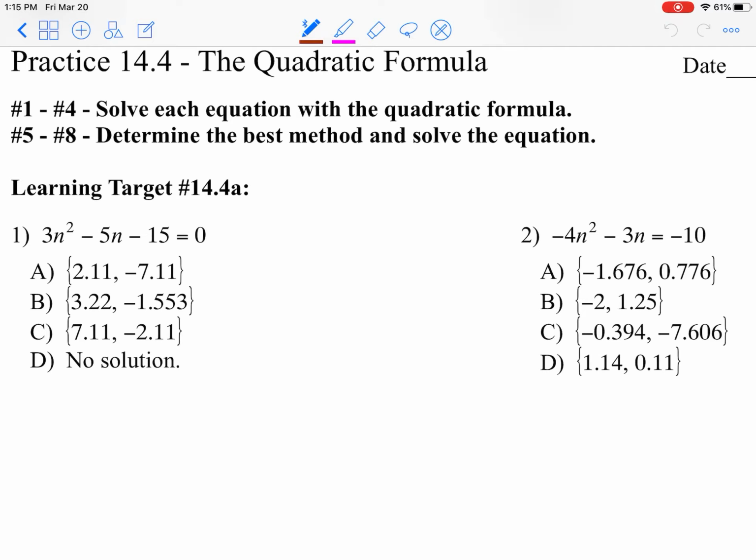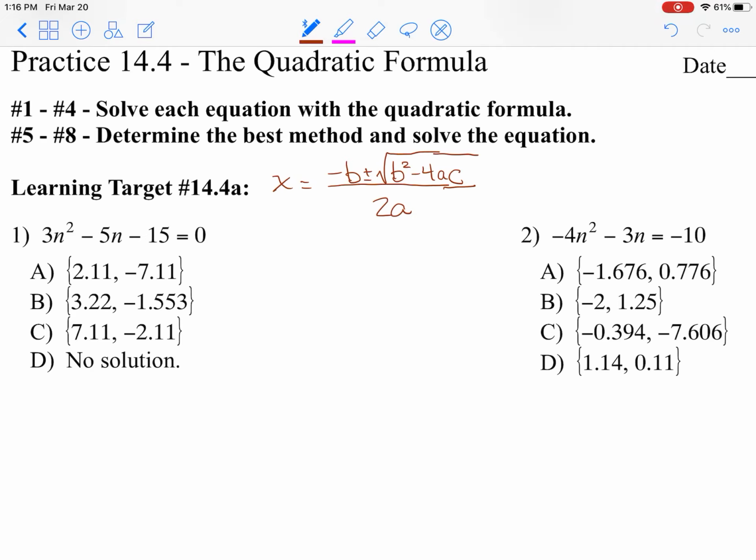So number 1, to solve with the quadratic formula, hopefully you remember. If you don't, the quadratic formula is x equals the opposite of b plus or minus the square root of b squared minus 4 times a times c, all of that over 2 times a.